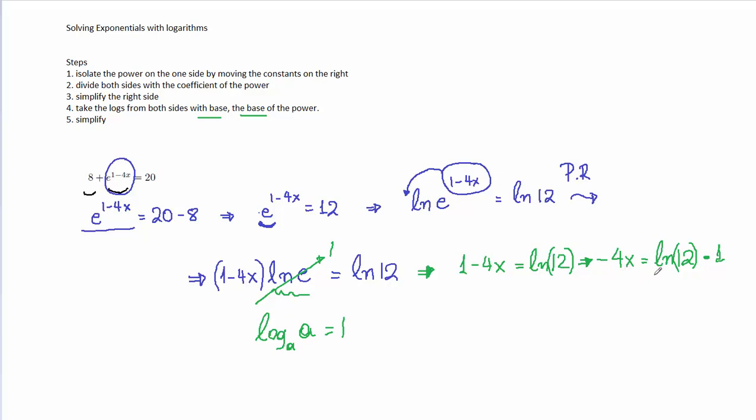Okay, now that we are at this point, we have to get rid of the minus 4. How? By dividing both sides of the equation by minus 4. Simplify this here, and the result will be x equals ln of 12 minus 1, divided by minus 4. And that's the final answer.